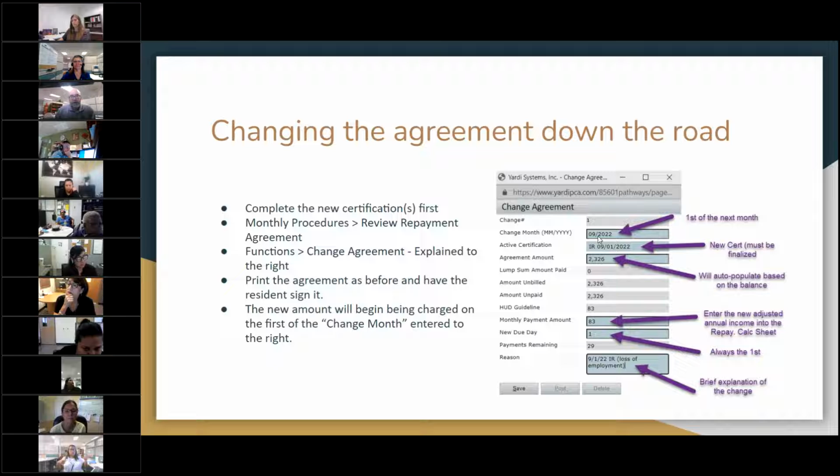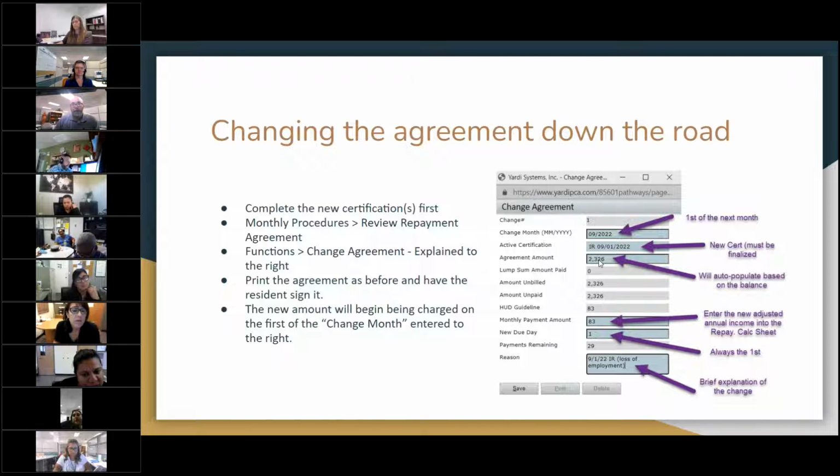So what month do we want this change to be effective? This would start charging them the new amount as of September 1st, 2022. We'd list their active certification. If your income goes up or down by $200 or more per month, we should have a new cert, right? Here we're listing the 9122 IR as that new cert. The agreement amount should populate based on the amount that's left. And then this monthly payment amount is going to be the new amount from that repayment calculation sheet based on their new adjusted gross income.